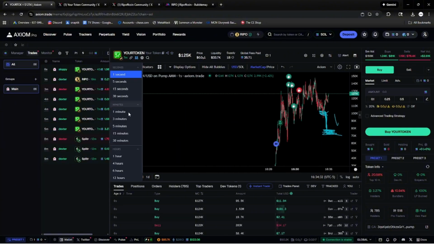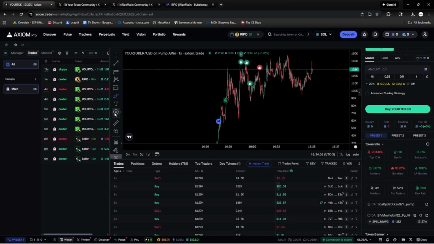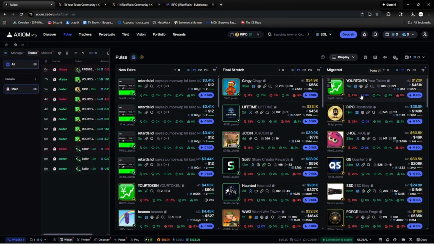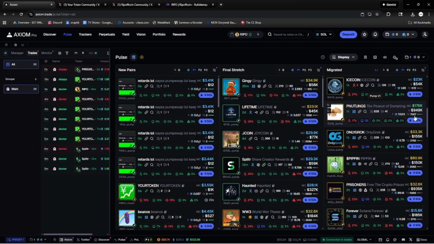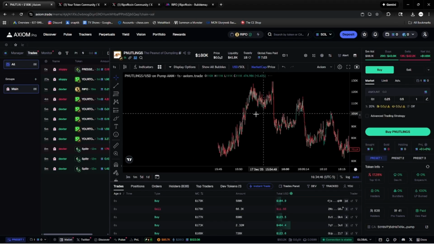And I want to go to a coin that's more established, so we can see a not-as-volatile chart and not as much volume, and it's easier to read that way for you guys. So let me find that real quick. Let's go to the Peanut of Dumpling. This looks like, oh, this is a botted coin.